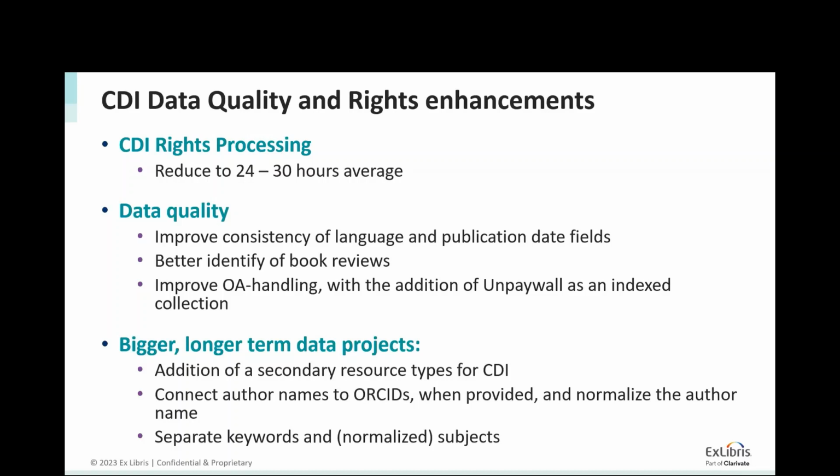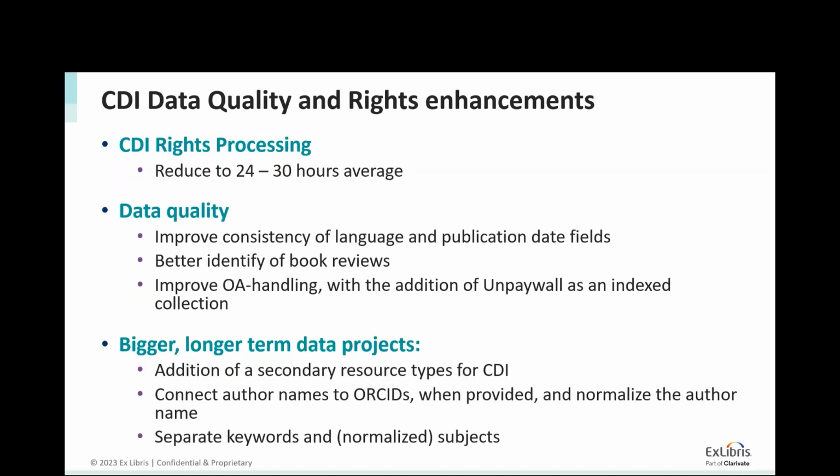We're also going to work on identifying book reviews better. At the moment, you sometimes find them labeled as book reviews, but some of them are also still labeled as articles because it's quite hard to see, when the data is coming in from the different data sources, what is a book review and what is an article. But we're working on a process to identify them better and then label more of the book reviews correctly.